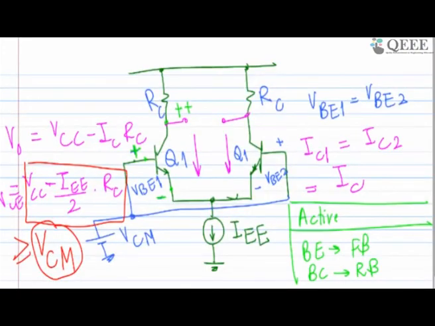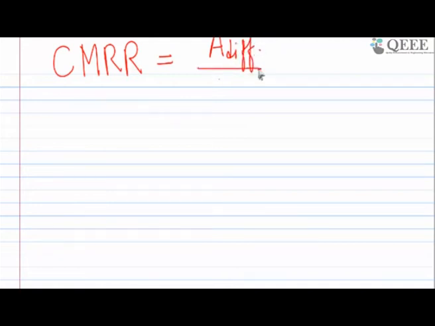It's a very popular term to quantify whether my differential amplifier is good or not. It depends on something called the common mode rejection ratio, defined as A differential divided by A common mode, where A is the gain. So as your common mode is rejected and there is zero gain, your common mode rejection ratio tends to infinity.